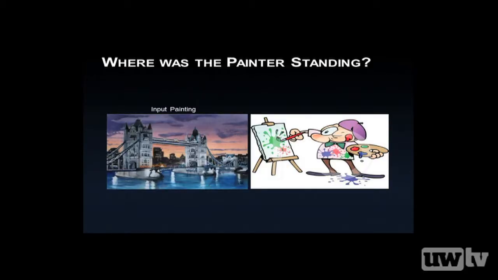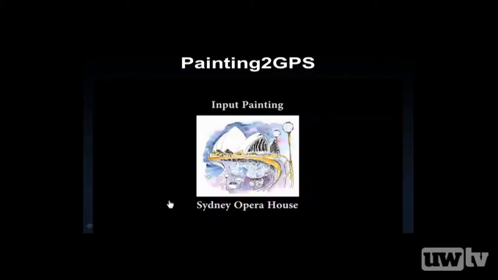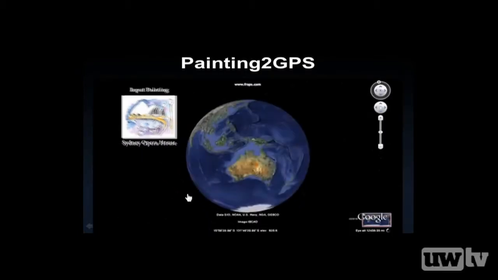Another application we call painting to GPS is, let's say you have a painting and you want to know where the painter was standing when he painted this picture. Well, again, we have lots of Flickr data. We can just let all the matches vote on a map. Okay, you can see that the biggest vote is at that location, which seems to be the right match.